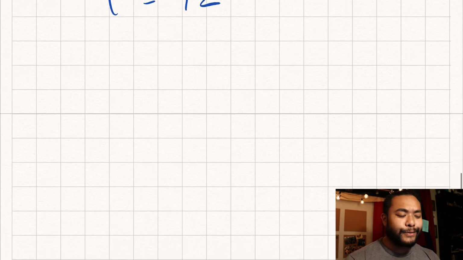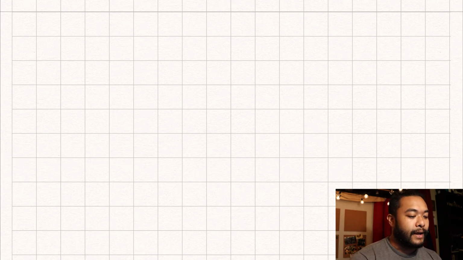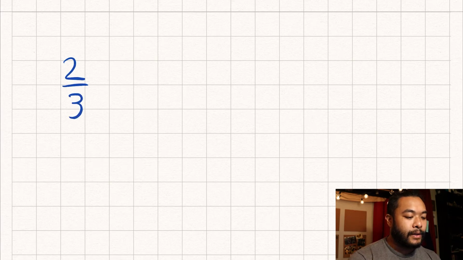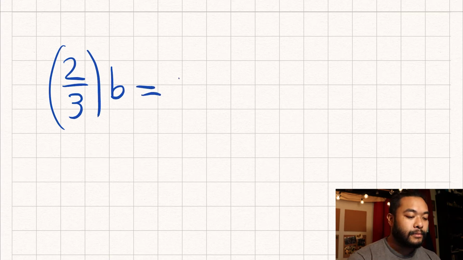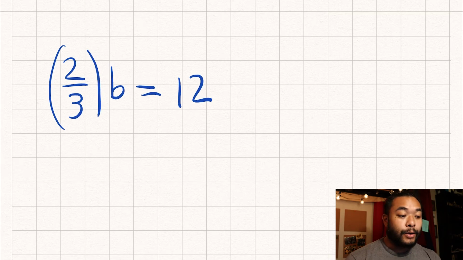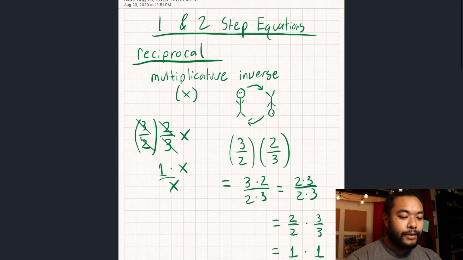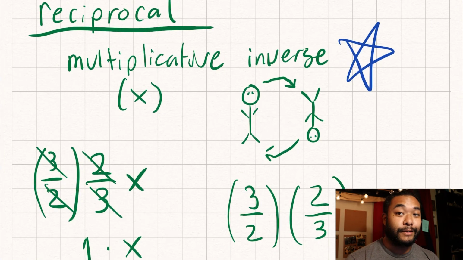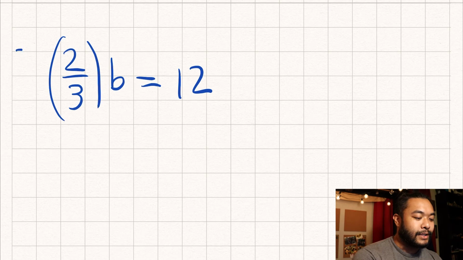Just for funsies, let's do a reciprocal, because reciprocals are not too different from division or multiplication. So let's say I have 2/3 b. So this whole thing, this fraction, 2/3 times b, equals 12. Okay, so how do I make a fraction disappear? We already talked about it. We use the multiplicative inverse. So what is the flipped upside down of 2/3? It's 3/2.